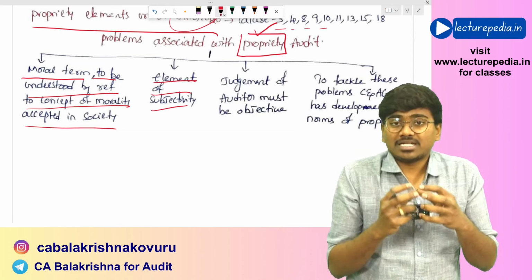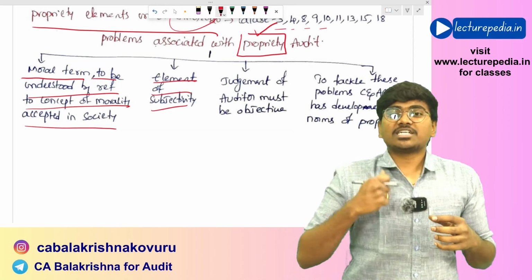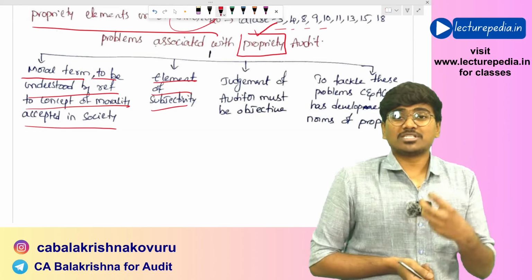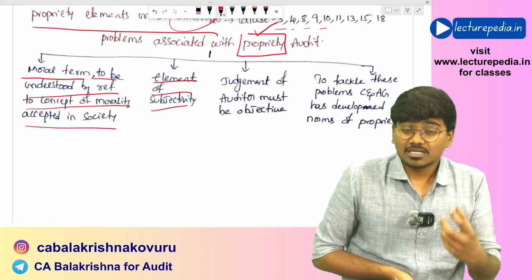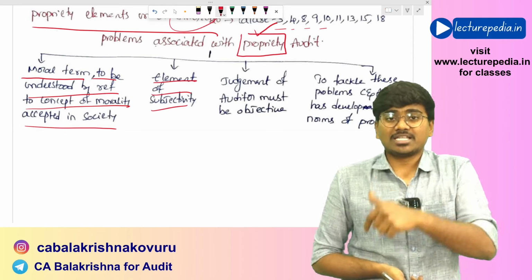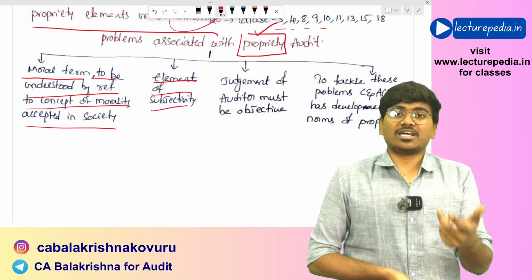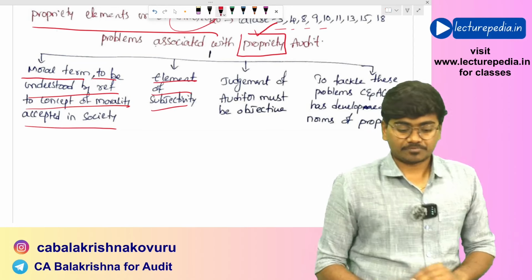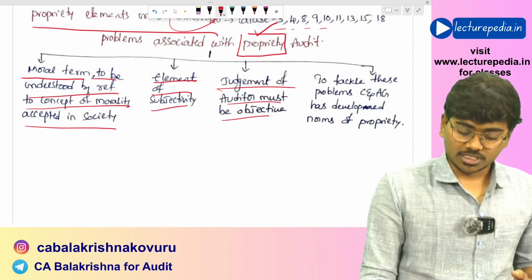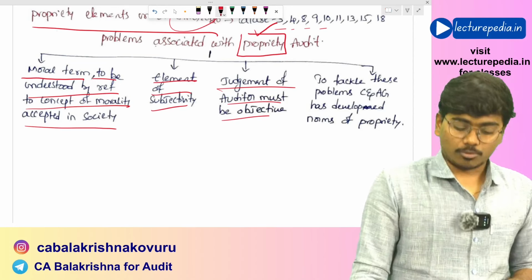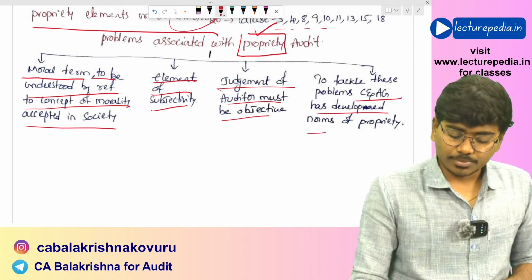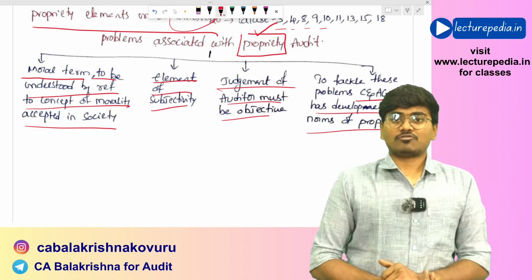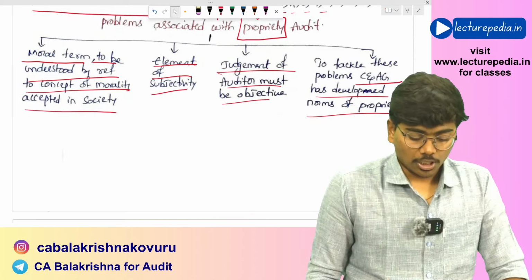So the propriety aspect involves a subjective element, but the auditor has to conduct his audit objectively, that means based on facts. But conducting audit objectively in case of propriety audit becomes difficult. Why? Because propriety audit involves a subjective element. The judgment of the auditor must be objective. So in order to tackle these problems, C&AG has developed certain norms of propriety. With the help of these norms of propriety, the auditor has to conduct the propriety audit.